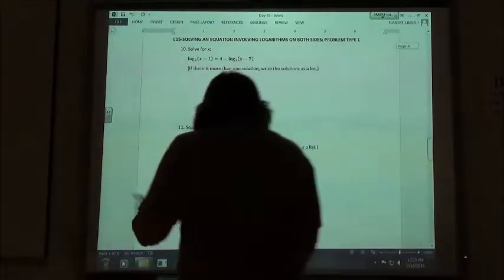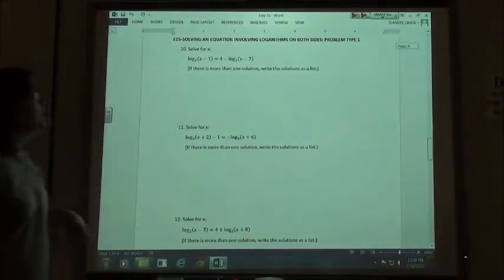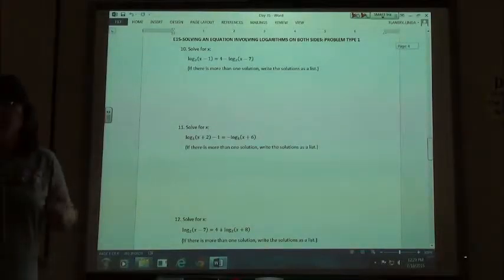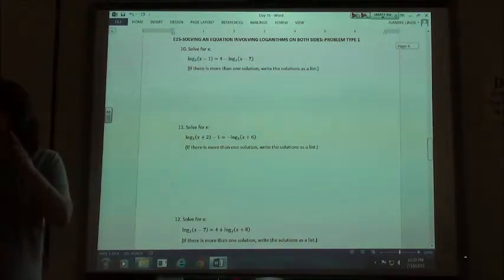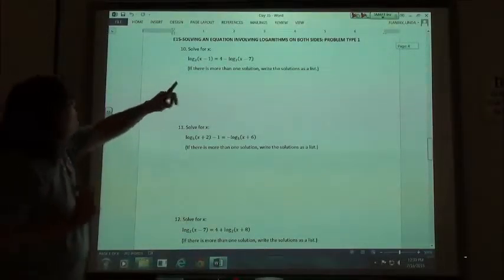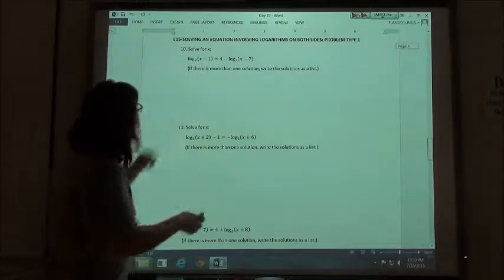10, 11, and 12. Now we've got more than one log in our equation. What we want to do is get anything that has the word log in it on one side, anything without the word log on the other side, so that we can then combine our logarithm into a single expression. If we're adding, we multiply our values. Subtracting, we divide them. So, first of all, we're going to move this over here.